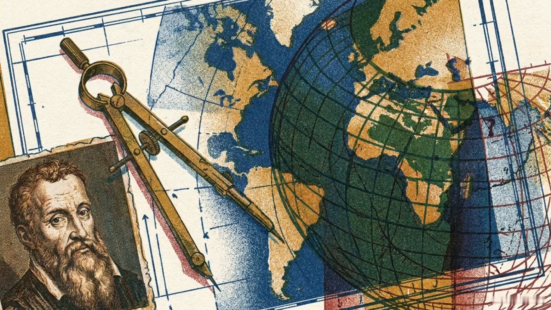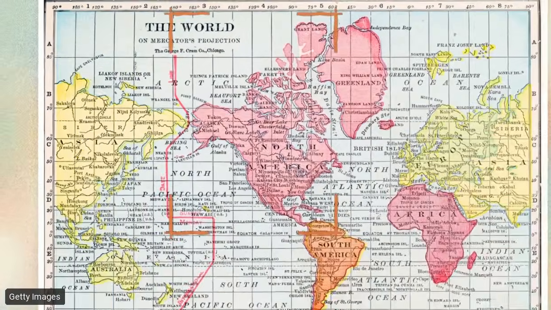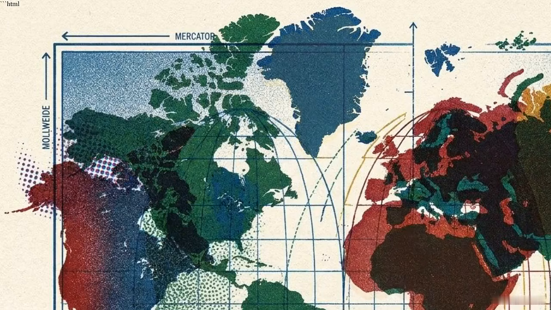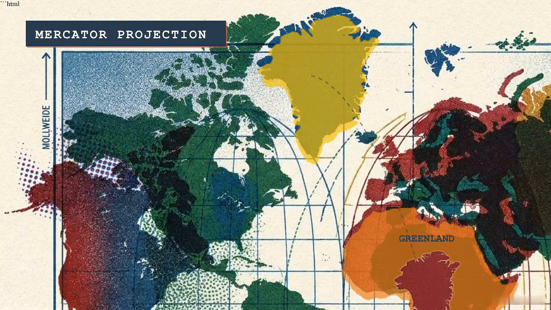The most famous of these is the Mercator projection, created in the 16th century. This is the world on Mercator's projection. It was designed for maritime navigation because it preserved straight lines for sailing, but it does so by inflating the physical size of the northern hemisphere. Greenland looks roughly the same size as Africa, when in reality, Africa is about 14 times larger. This creates a power bias, making northern nations appear geographically dominant.